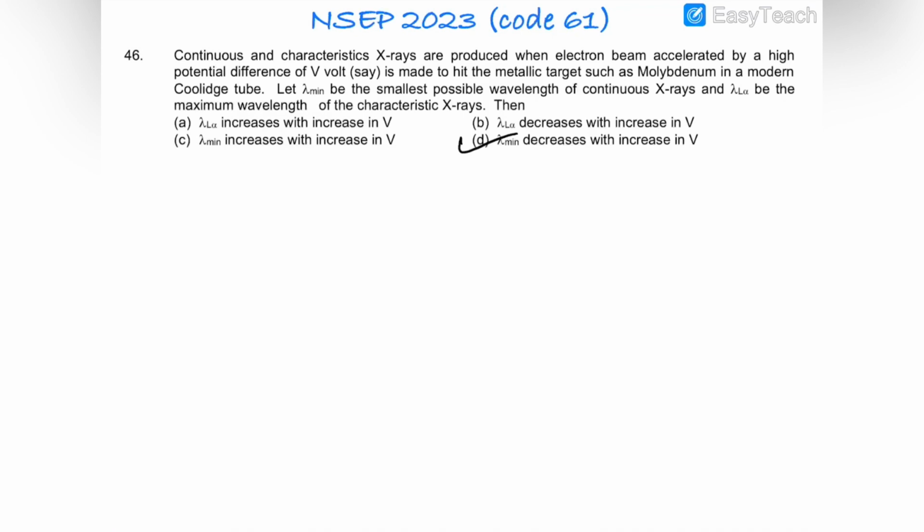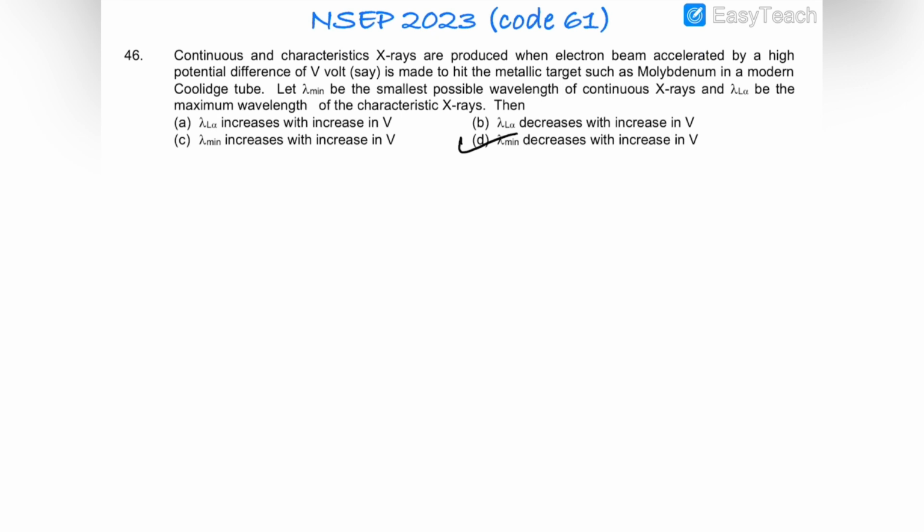In this question, you can see that the continuous and characteristic X-rays are produced when an electron beam is accelerated by a high potential difference of V, let's suppose V, and is made to hit a metallic target such as molybdenum in a modern Coolidge ray tube.